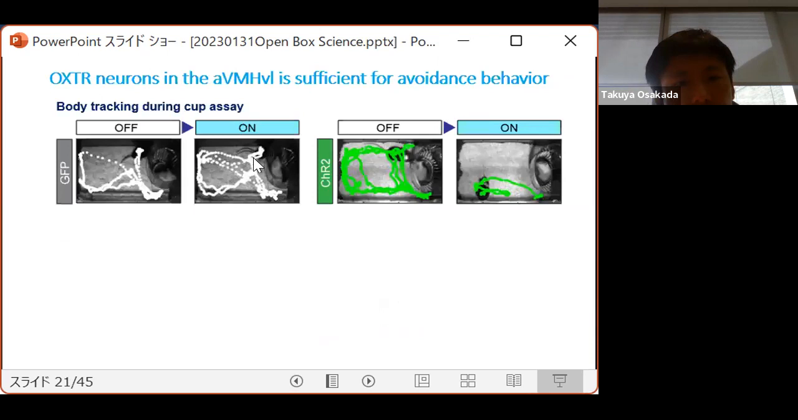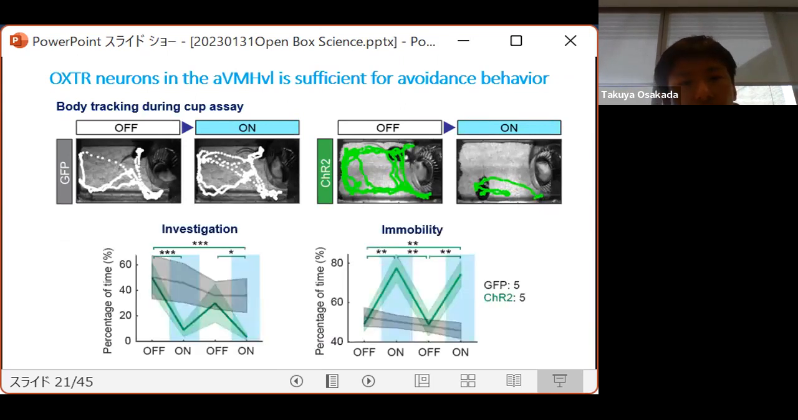Okay, so let's show the quantification. We have two groups, the GFP control and the ChR2 activated groups, and the green here represents the neural activation of the oxytocin receptor positive clusters. There is a decrease of investigation during the light on, and there is also an increase of immobility when we activate this population of oxytocin receptors in the BMHBL. So this was the activation of the neural activity in the BMHBL.